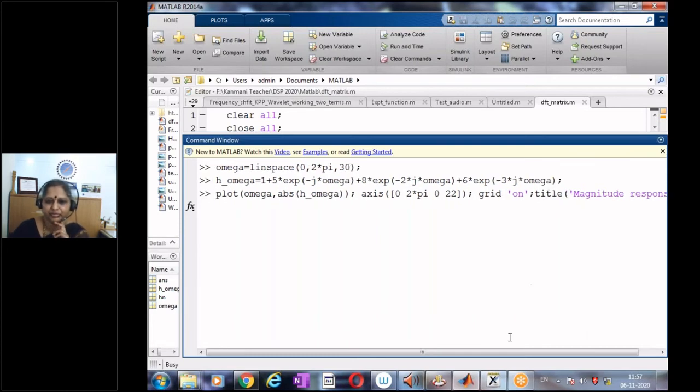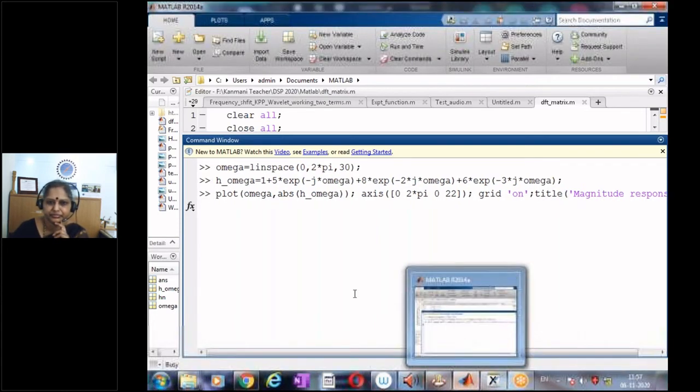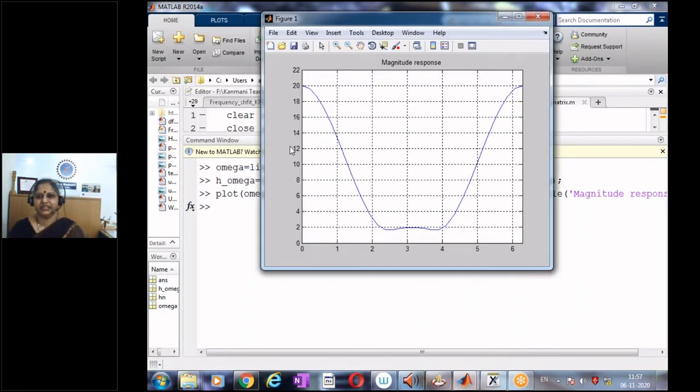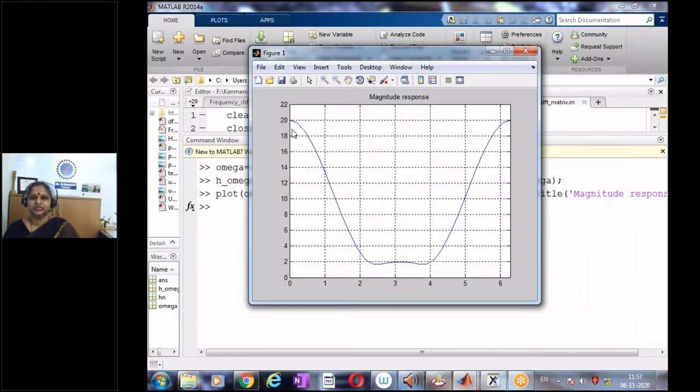So let's look at the plot. This is what we are getting. This is the magnitude response of the system. It is high for low omega. My x label is omega, and this is the magnitude. Okay, I should have put that as well. So this is what we have. And at pi, this is where I have my pi. Around pi, it is low.